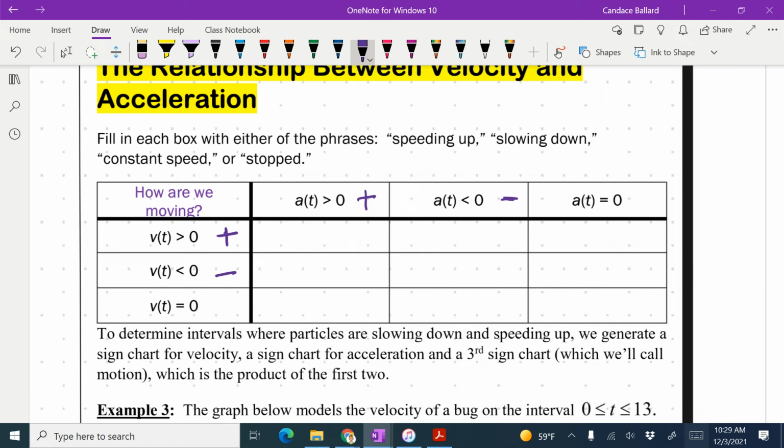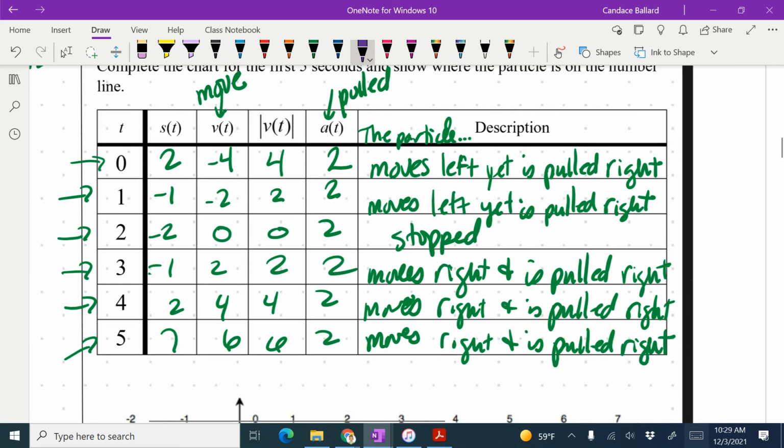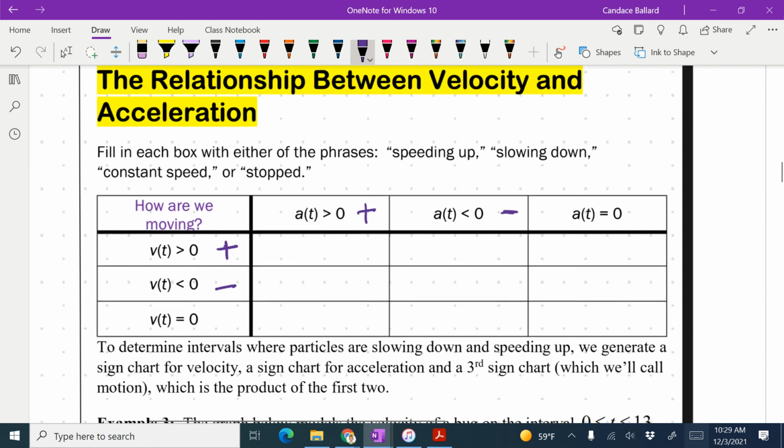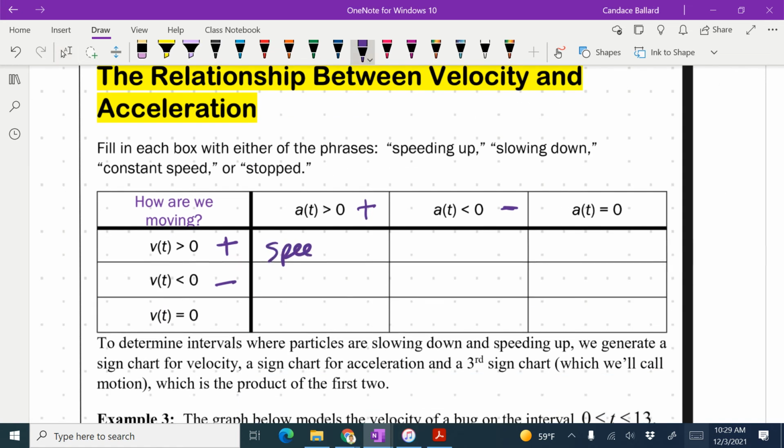So when we have acceleration and velocity both positive, okay, so think about what's going on. Oh, we didn't have it on this one, did we? Oh, yes, we did. So when we have the acceleration positive, we're moving to the right, and we are being pulled to the right. So when that's happening, I'm getting faster at what I am doing. Something's helping me go faster, okay? So that means we would be speeding up.